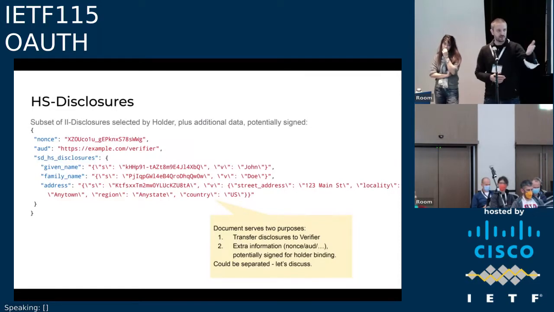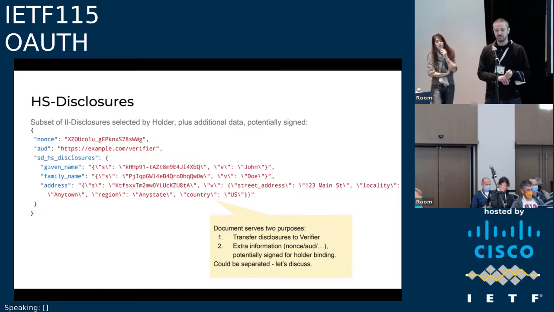Now, coming back to a point that Brian raised, this thing, as we have it in the spec right now, actually serves two different purposes. One is to just transfer the holder's selected disclosures. You can essentially do that unsigned. There's no real need to sign that thing. You could just send it as a JSON object. And then there's the holder binding, which is just a signature over the nonce and the audience, wherever that nonce comes from, by the way. And that is a different purpose.